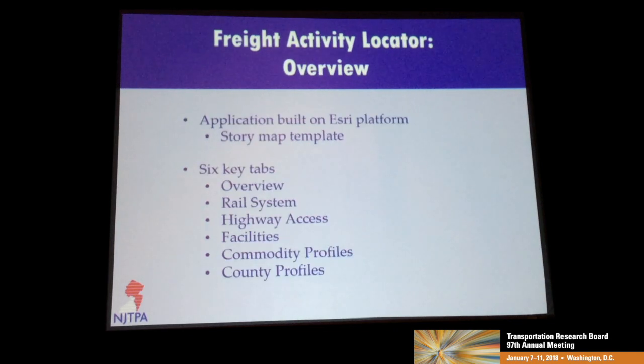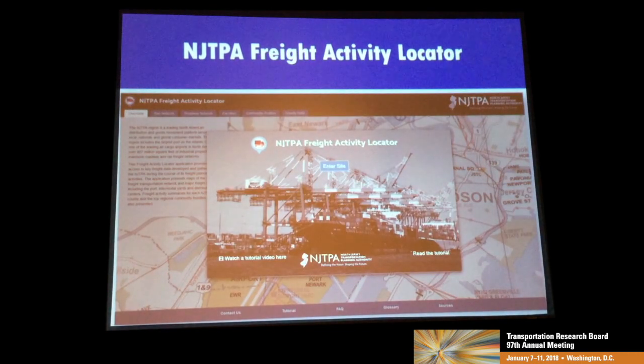We're looking at 6 key tabs here. Again, this was built on the Esri platform using the story map tool. And with that, we're looking at an overview of the system, the facilities that we have, and also looking at the commodity flows around the region. So what you see is a splash tool. What we found with visualization is always very helpful to have a tutorial video that goes through.